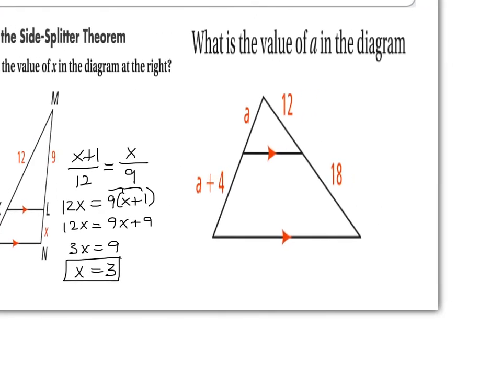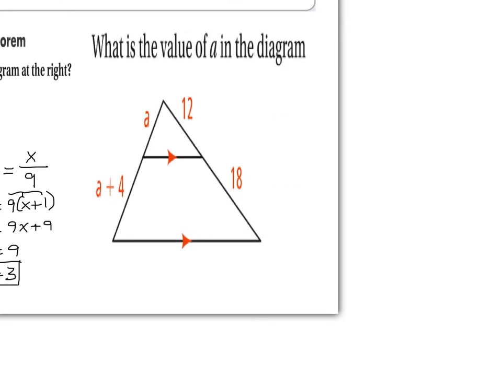Now that we're back and you've paused this, let's take a look at this problem. If I go bottom left, which happens to be a plus 4, over top left, which is a, equals bottom right, which is 18, over top right, which is 12. Some of you would ask, could I go a over a plus 4 equals 12 over 18? Absolutely, you're going to get the same thing. But you have to make sure your parts match up. So now I cross multiply.